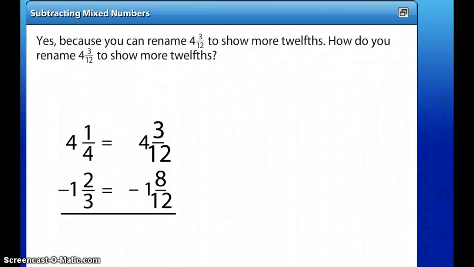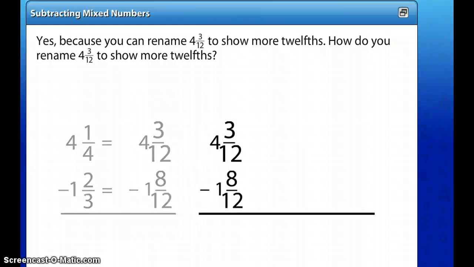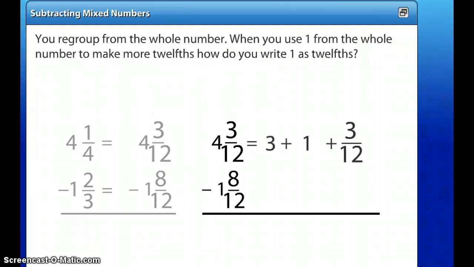Yes, because you can rename 4 and 3/12 to show more 12ths. How do you rename 4 and 3/12 to show more 12ths? Just watch. You regroup from the whole number. When you use 1 from the whole number to make more 12ths, how do you write 1 as 12ths? Make sure you understand what I'm saying.